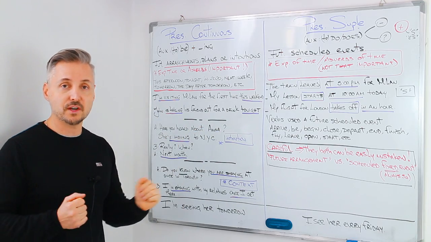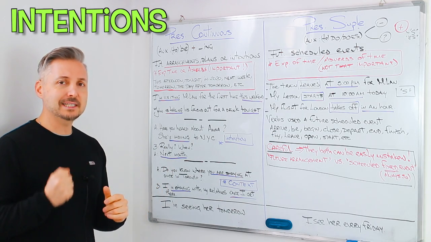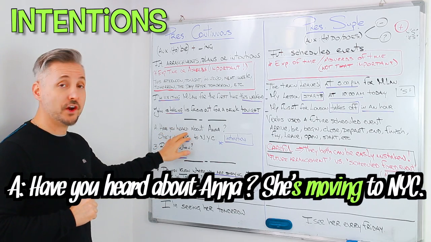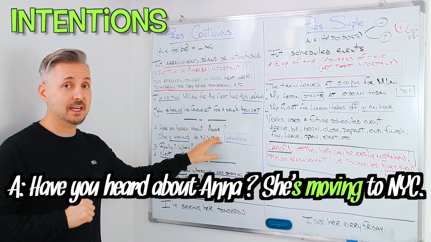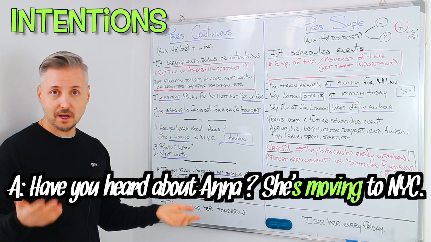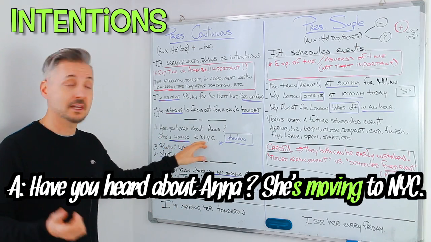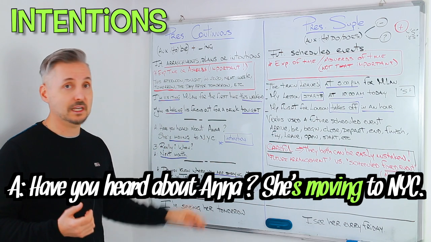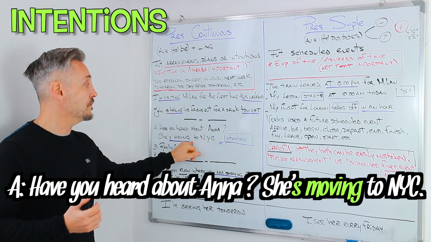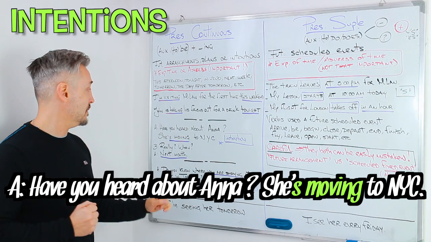For example, we have A and B, two people. A says, have you heard about Anna? And then she goes on, she says, she's moving to New York City. So here, she's moving. There is no time expression or adverb of time.